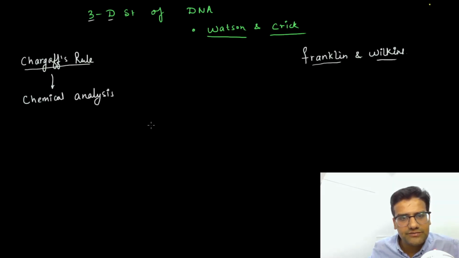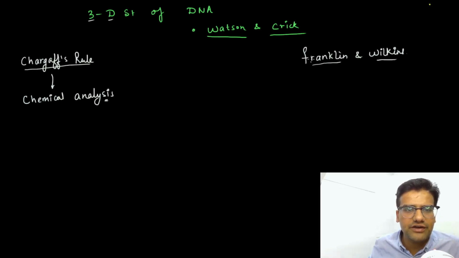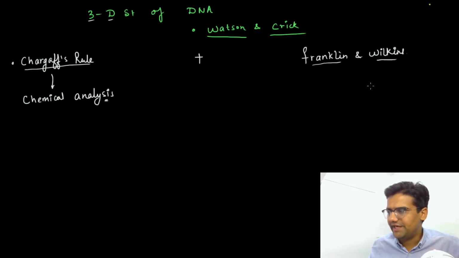So this is the basis of the three-dimensional structure, how the three-dimensional structure of Watson and Crick arose. It arises from Chargaff's rule plus the Franklin and Wilkins structure. So we will study Chargaff's rule and the Franklin and Wilkins structure of DNA.